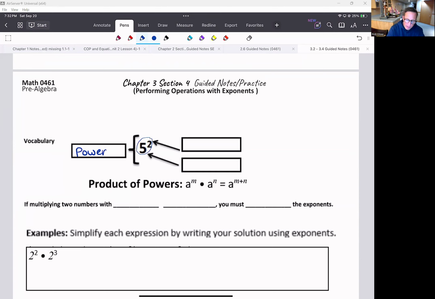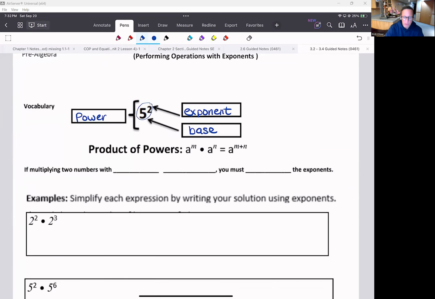All right, and then as you may or may not know, this is called the exponent, right? And the 5, the big number at the bottom, that is called the base. And the first thing we're going to talk about with exponents is the product of powers. It's also called the product rule. And it goes like this.